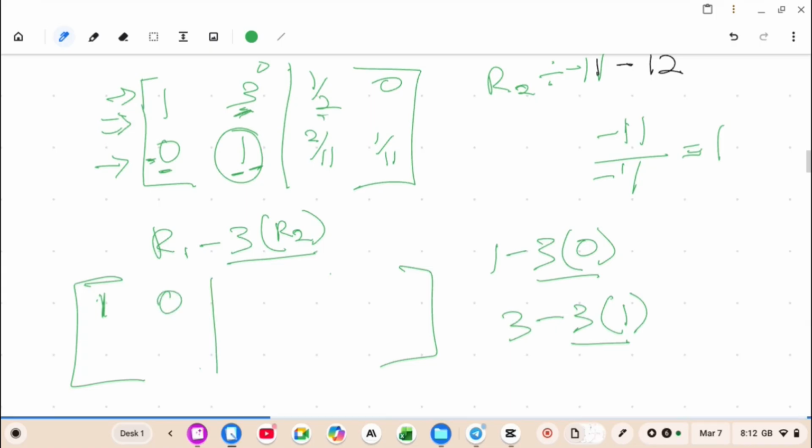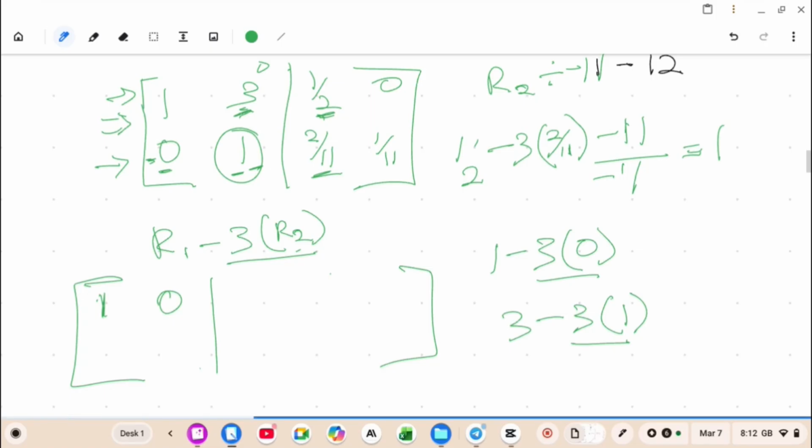We are working on this half. The same thing. This half minus, we said 3 root 2. So 3 root 2, what's root 2? Root 2 is 2 on 11. So when you multiply 3 by 2 on 11, we are having 6 on 11. So 1 minus half minus 6 on 11. So we get minus 1 on 22.